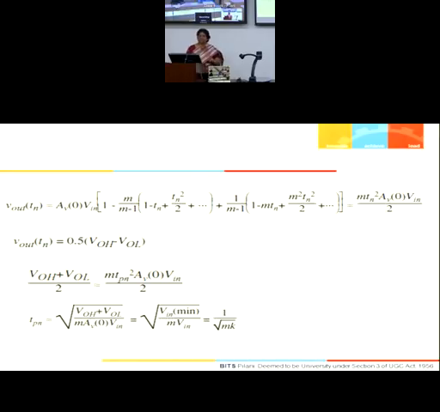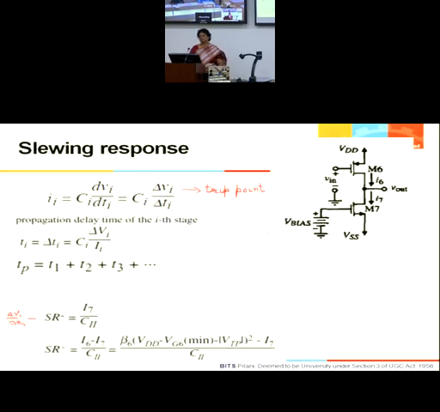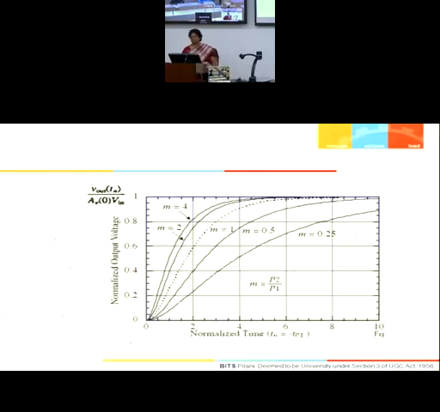Now this is when my two-stage op-amp is operating in a linear mode. Suppose it is operating in a slew mode. If it is operating in a slew mode, what will happen? I have to now look at the slew rate of each stage. So just before that, I start with the slewing response. What does this graph indicate?